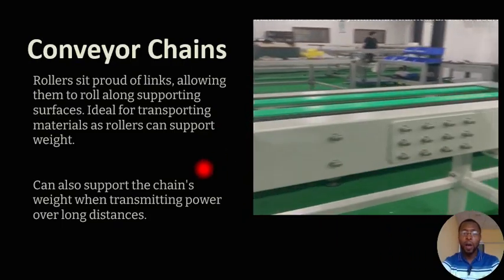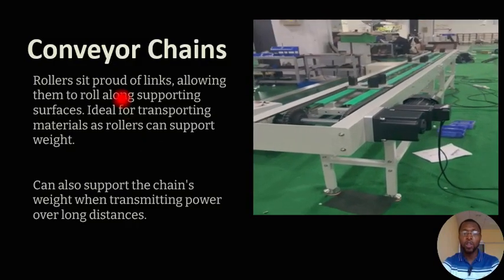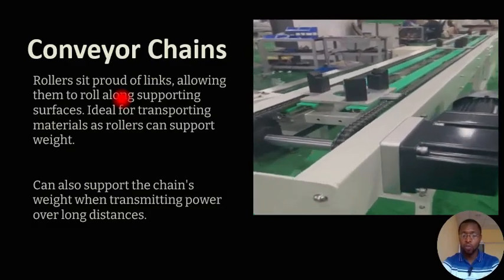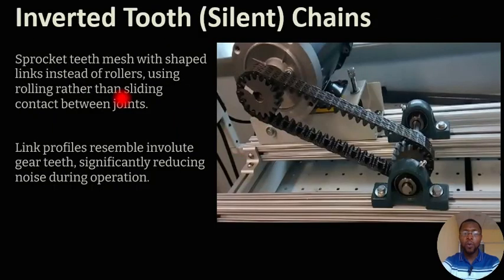All right. So we have just talked about the conveyor chain and how it works, majorly for transporting materials through the rollers on the chain. And then we have what we call the inverted tooth chain, or sometimes referred to as the silent chain. In this chain, the chain has a link in the form of teeth.